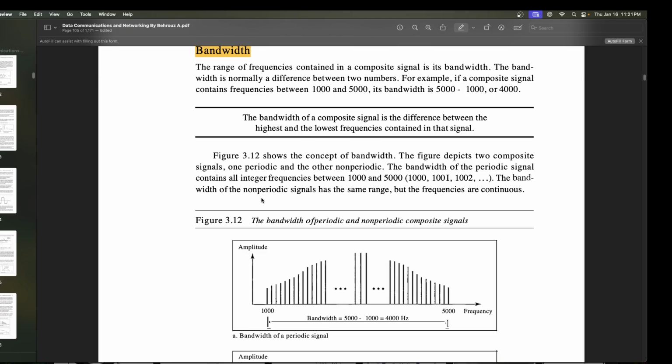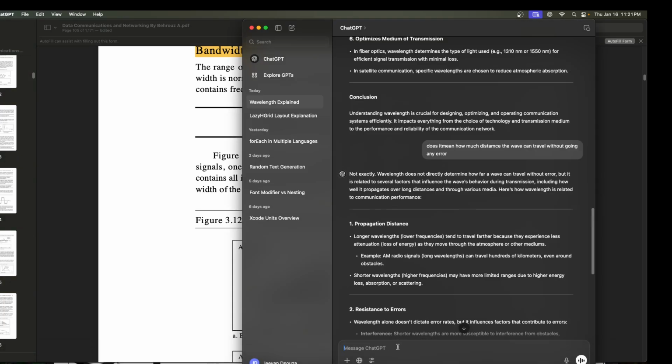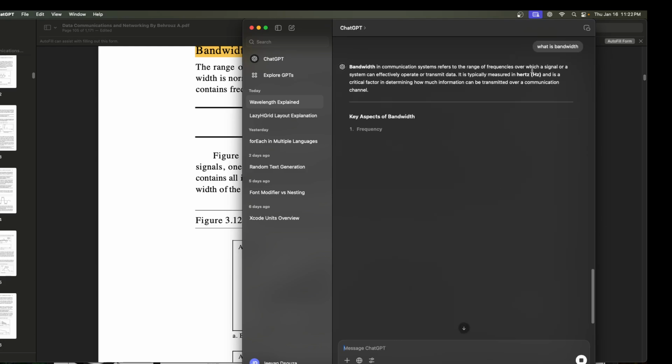So as you are saying, this is the most controversial thing that we would talk about. Bandwidth. What is this bandwidth? So let's see what is bandwidth. Bandwidth refers to the range of frequencies over which a signal or system can effectively operate.